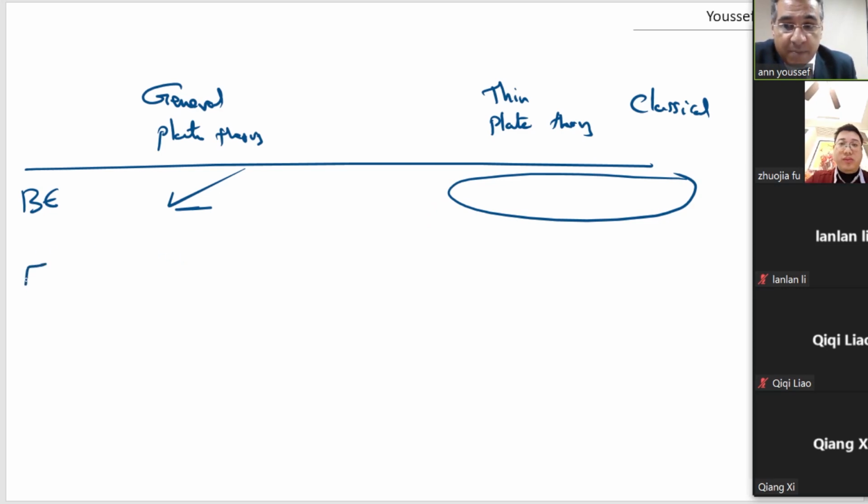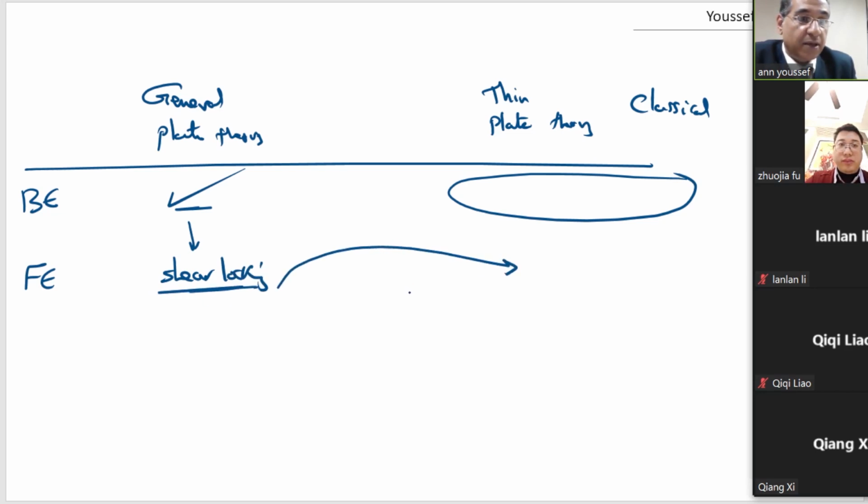But if you go, for example, to finite elements, when you use the general theory, you will end up with shear locking. So you have to move to thin plate theory. When the plate is very thin, sometimes the elements are frozen. Because of that they move to thin plate theory.